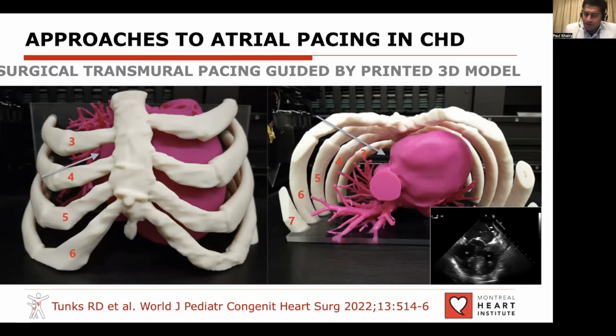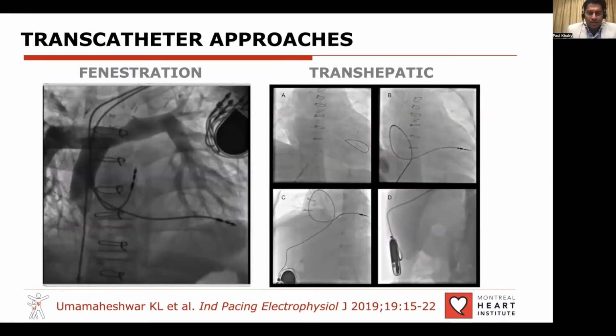And other creative approaches in our patient population include placing leads across fenestrations in Fontan baffles. So on the left here, you see a Fontan conduit and 2 leads going across that baffle into the pulmonary venous atrium and the systemic ventricle. And on the right, you see a transhepatic approach. This was a patient with a Kawashima type Fontan where they punctured the hepatic vein to place a lead in the systemic ventricle.